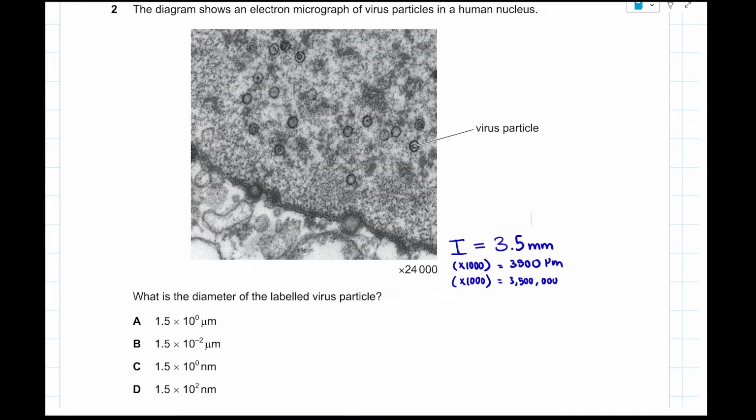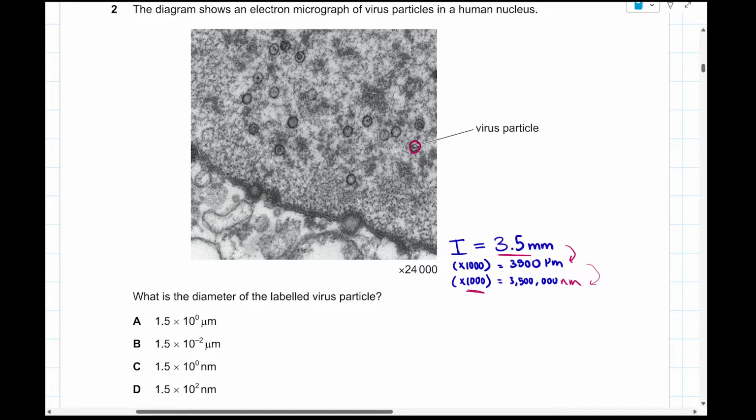Question number 2. The diagram shows an electron micrograph of virus particles in a human nucleus. What is the diameter of the labeled virus particle, which is this one? Now, prior, we've measured the actual image size on A4 paper, which was 3.5 millimeters. Now, we have to convert the millimeters to micrometers. We do this by multiplying the millimeters by 1000. And to convert to nanometers, we do this by multiplying by another 1000.